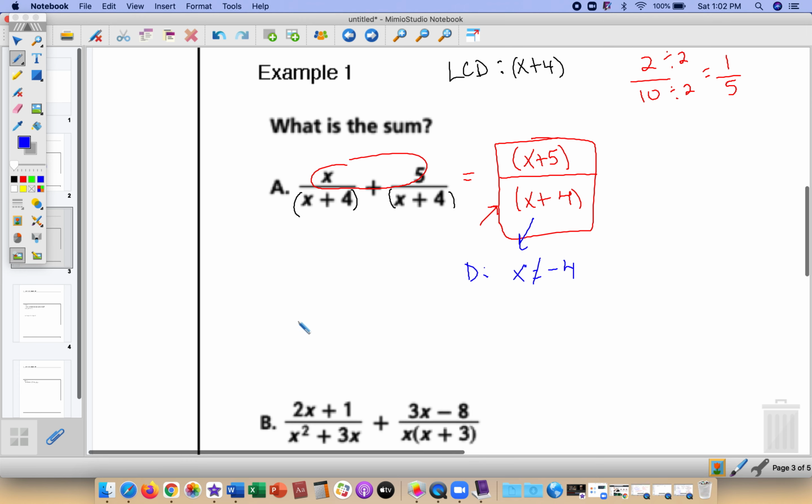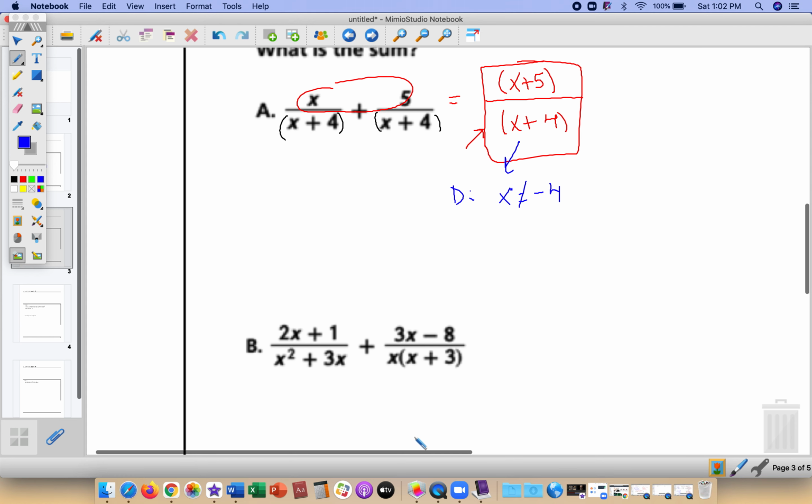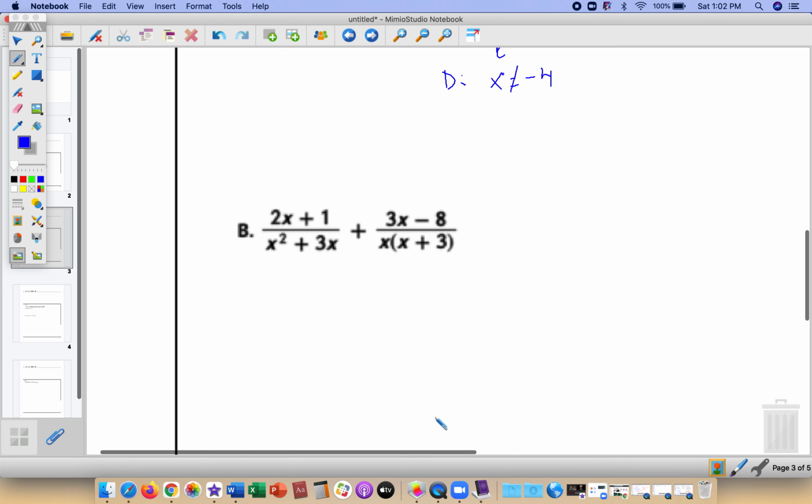Let's look at the next example. Now for the next one, we look at this and we see that the denominators aren't the same.